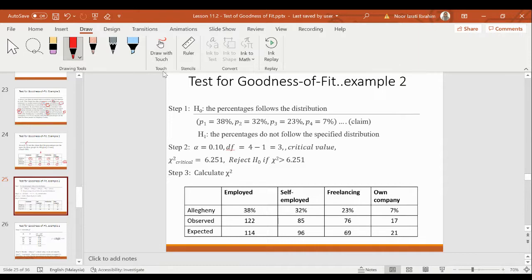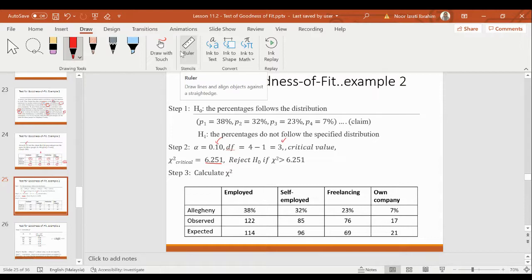Step 2 is the rejection region. Alpha is given as 0.10. Degree of freedom is k minus 1. There are 4 categories here, so 4 minus 1 equals 3. To get the chi-square critical value, you refer to the chi-square table with column 0.10 and row 3. From the table, you will get chi-square critical value, or CV, equal to 6.251. That means we will reject H0 if the test statistic is greater than 6.251.